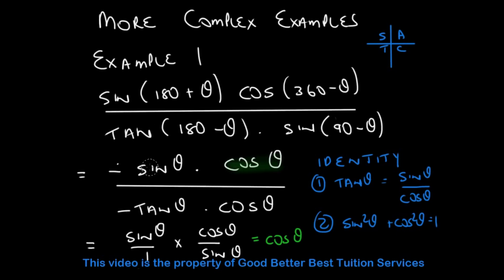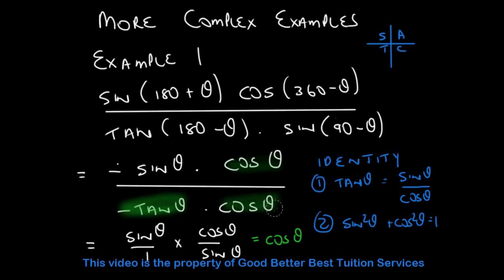Tan of 180 minus theta is in the second quadrant, and in the second quadrant tan is negative, so that simplifies to negative tan theta. And the last one is sine of 90 minus theta. There's our co-ratio. Our co-ratio becomes cos of theta. Sine of 90 minus theta, as explained in the previous slide, becomes cos of theta.